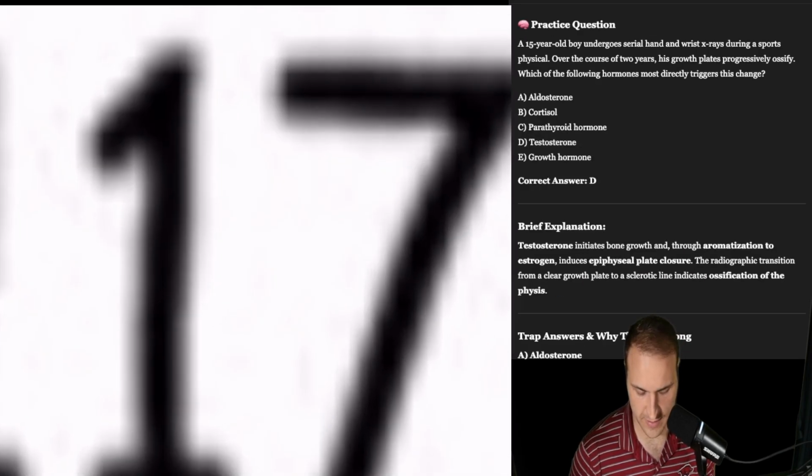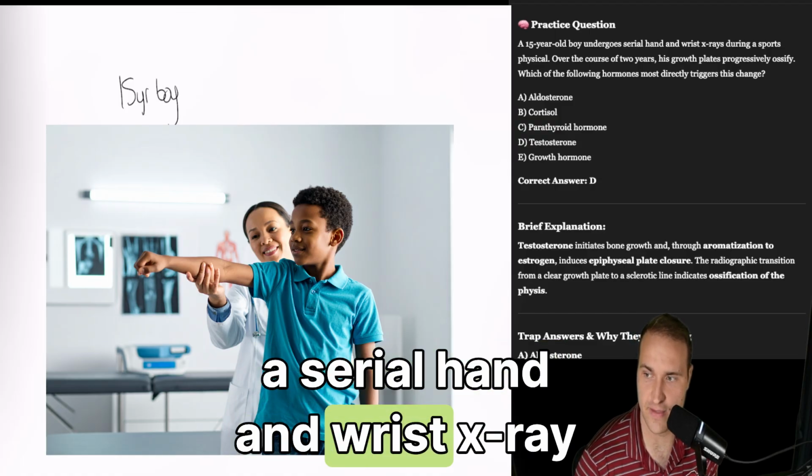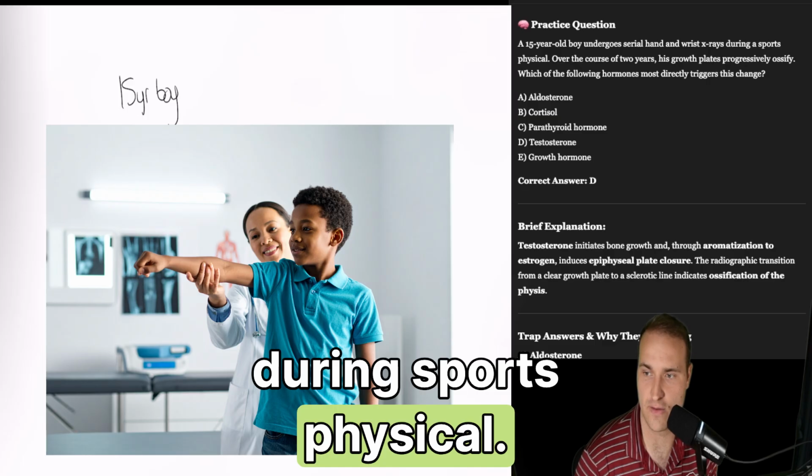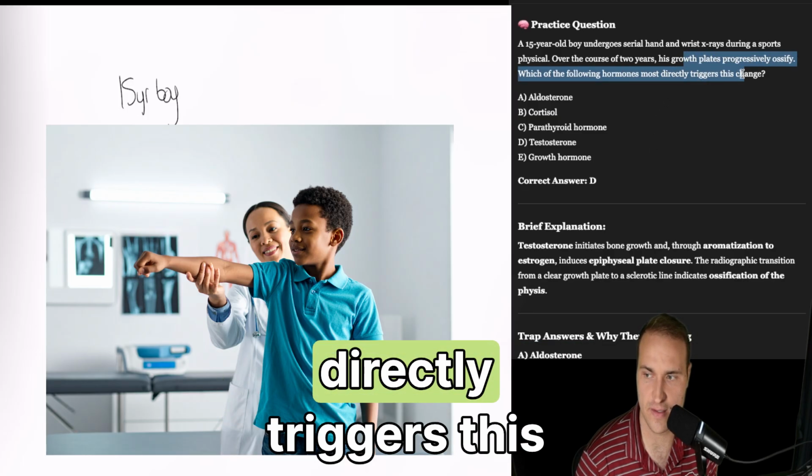Now we're going to go to 117. Here, a 15-year-old boy undergoes a serial hand and wrist x-ray during a sports physical. Over the course of 2 years, his growth plates progressively ossify. Which of the following hormones most directly triggers this change?